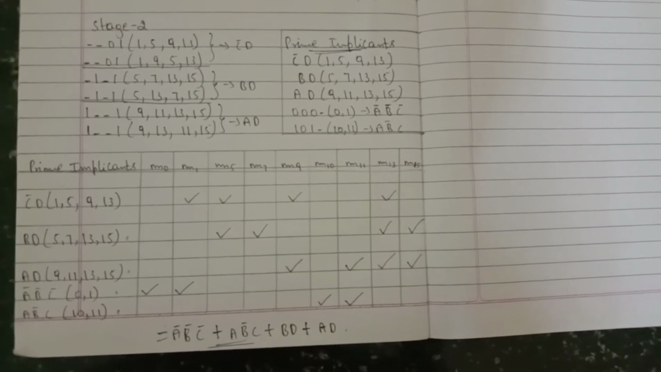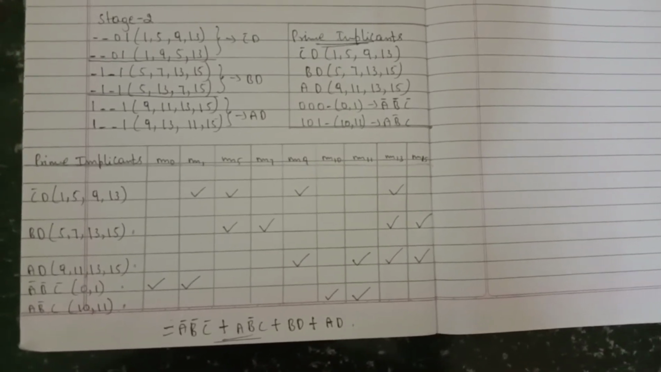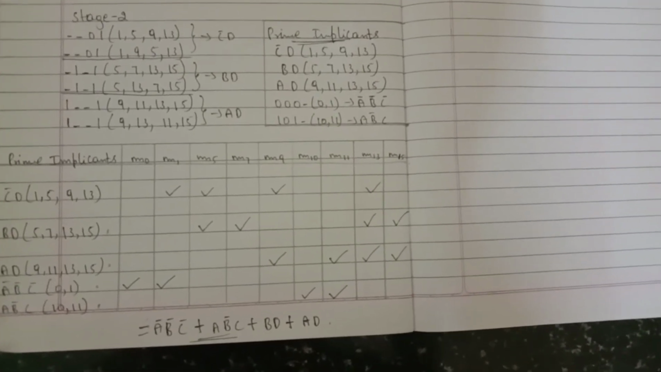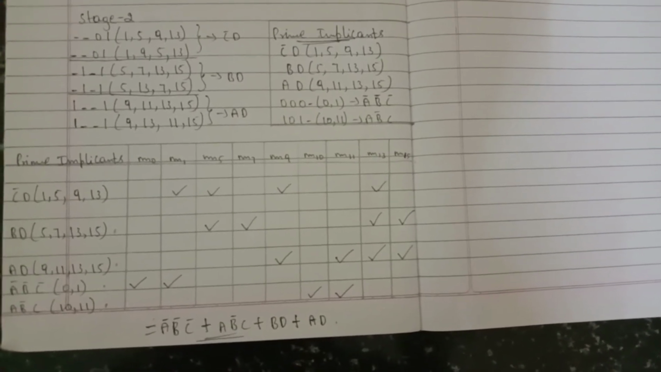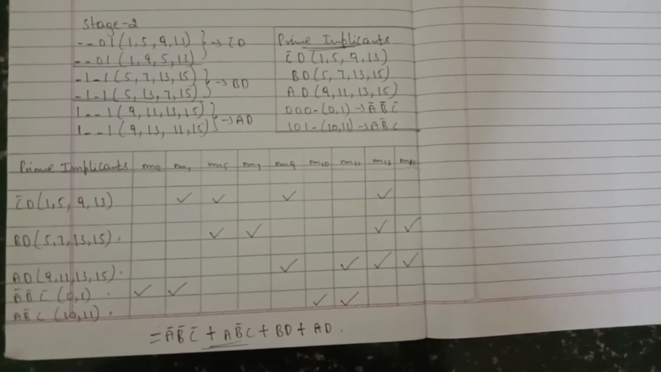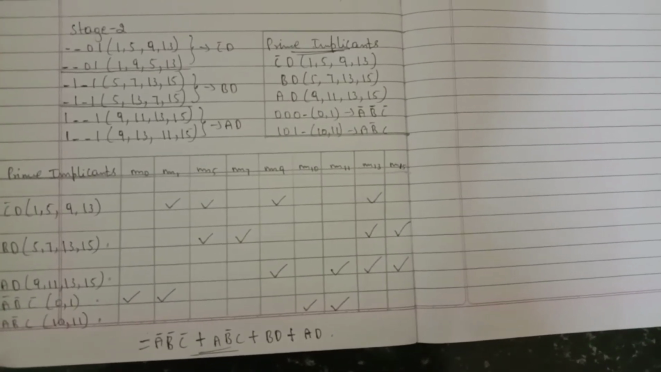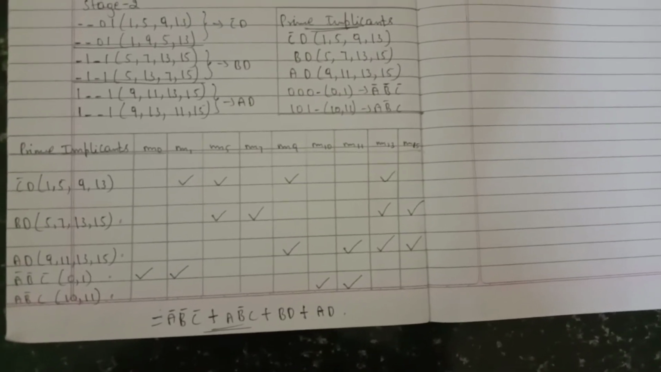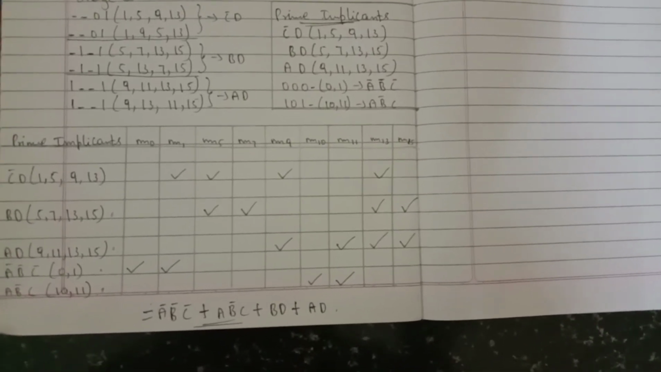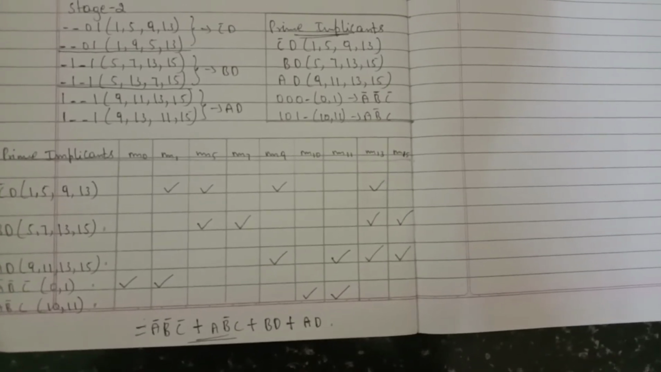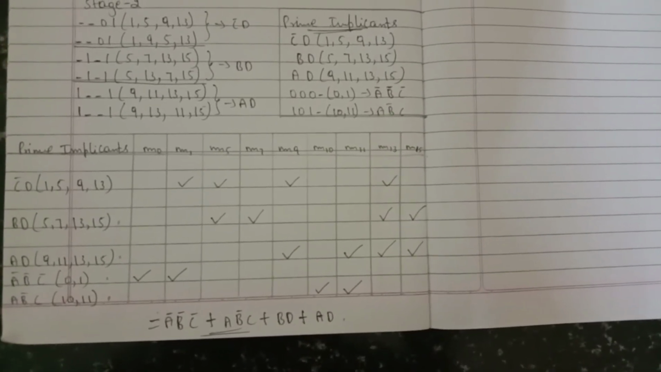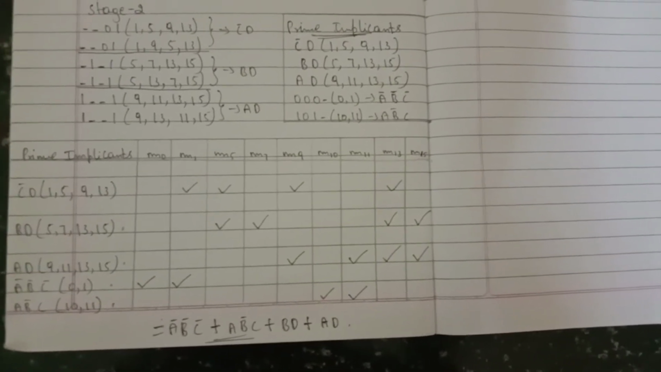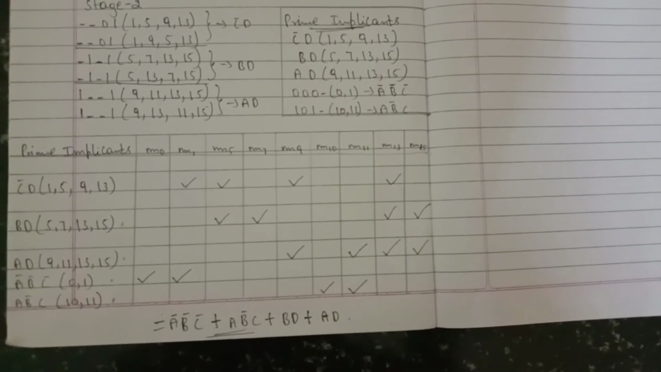First, we should see C bar D, that is 1, 5, 9, 13. We should put a tick mark, that is M1, M5, M9 and M13. For BD, that is 5, 7, 13, 15, M5, M7, M13 and M15. AD 9, 11, 13, 15, M9, M11, M13, M15. For A bar, B bar, C bar 0, 1, M0, M1. For A, B bar, C 10, 11, that is M10, M11. We should put a tick mark.